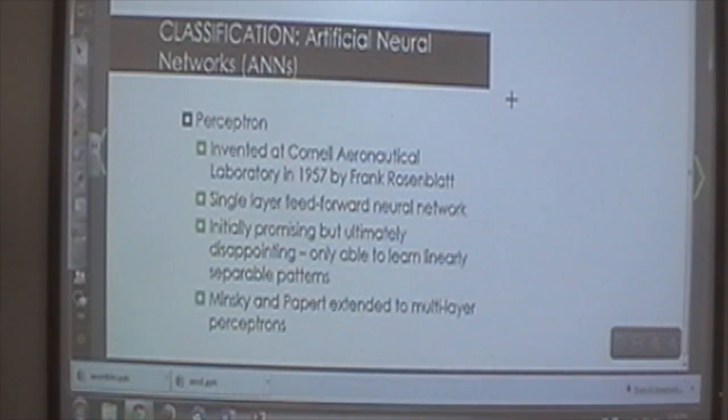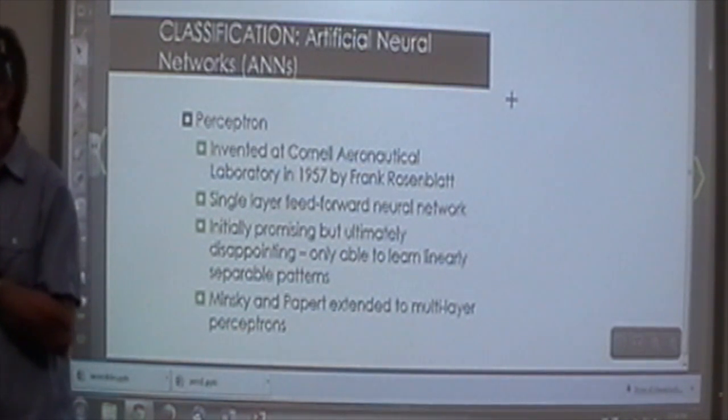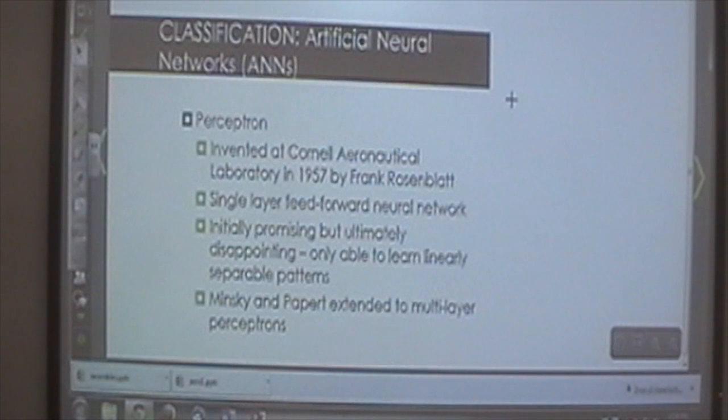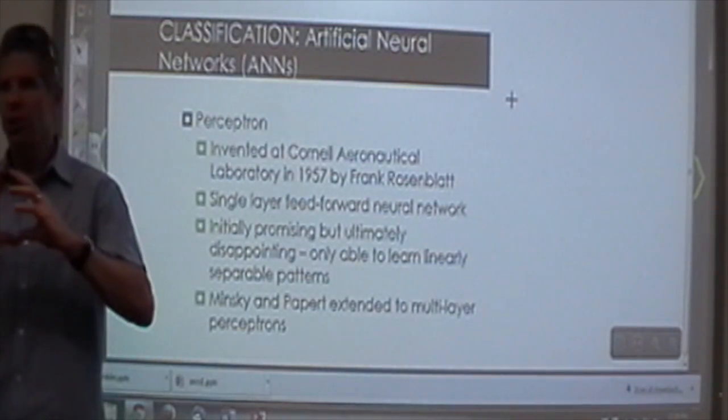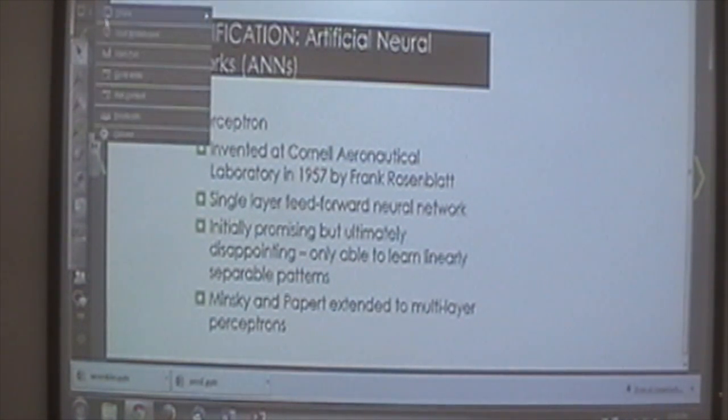So we're going to back up a little bit to the beginnings of neural networks. The very first type of neural network was invented at Cornell Aeronautical Laboratory by a man by the name of Frank Rosenblatt. It was a very simple neural network called a perceptron. It was a single layer feed-forward neural network. What that really means, I'll try drawing it here.